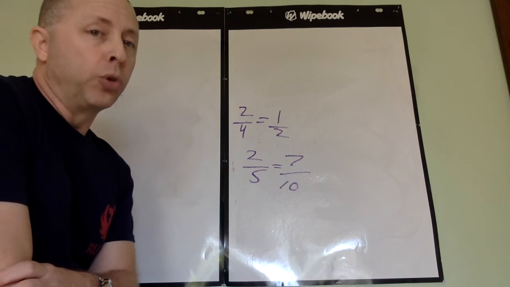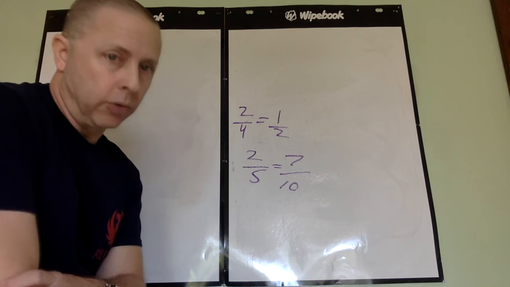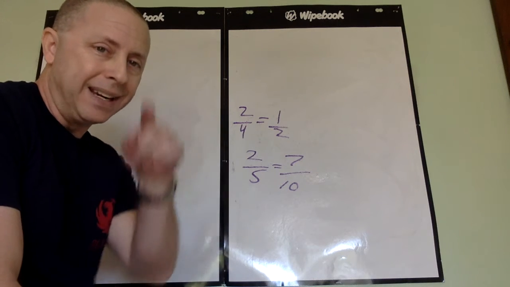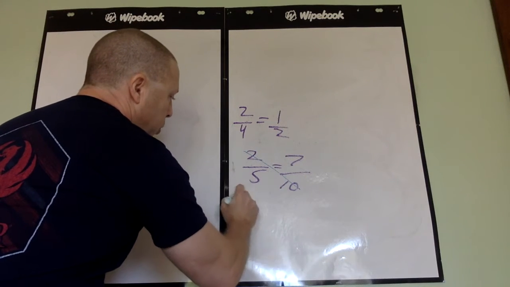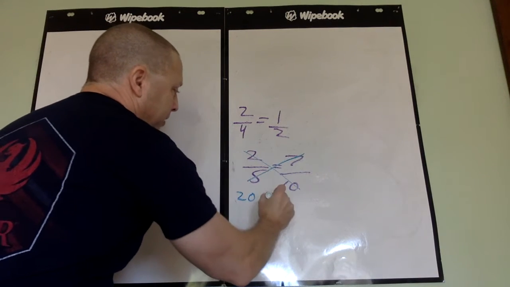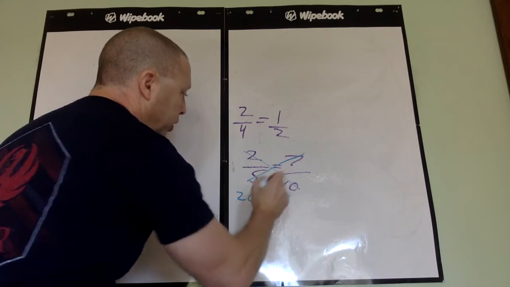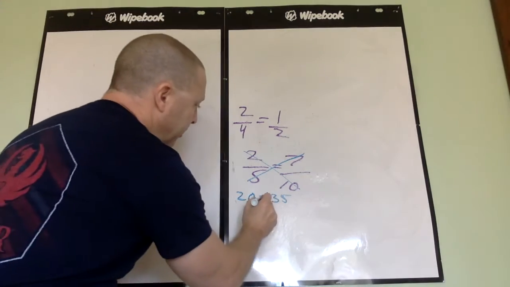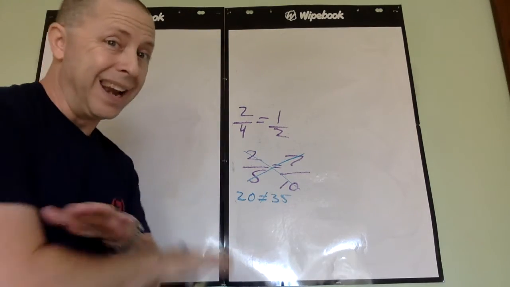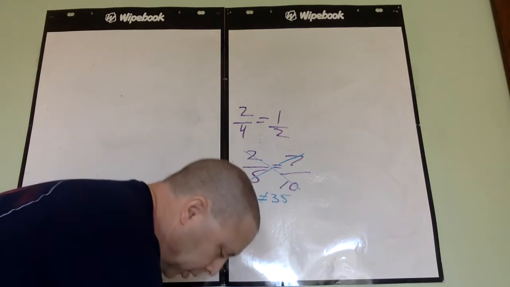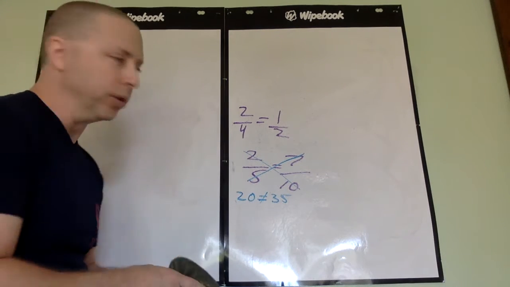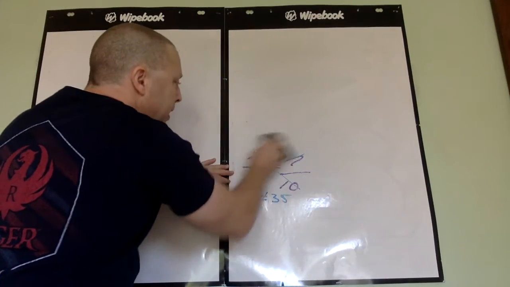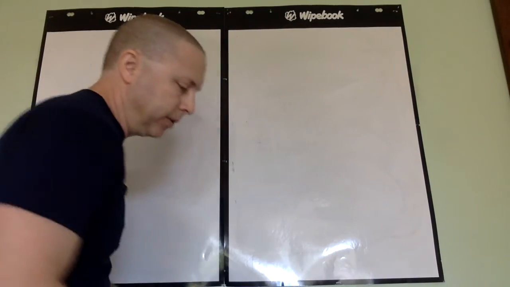But there's a term called cross products. Okay? Cross products means when you multiply in an X formation diagonally. So 2 times 10 gives me 20. 5 times 7 gives me 35. Clearly, that is not equal. And since it's not equal, then guess what? Not a proportion, okay? That's how you would utilize cross products in order to do something. Now, that's the first part of the review.